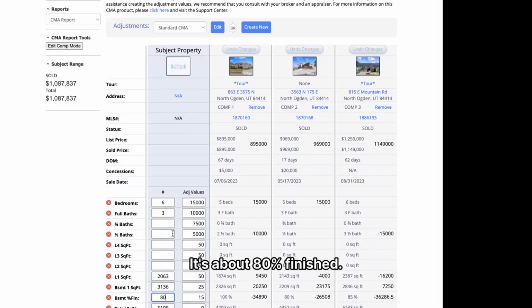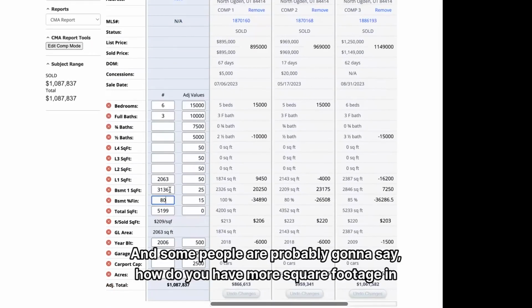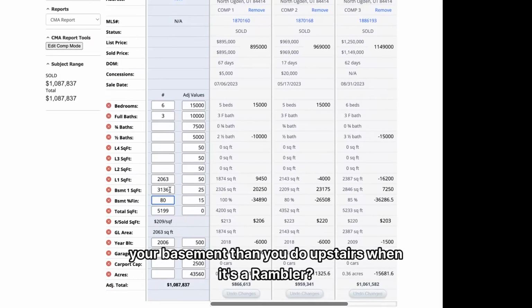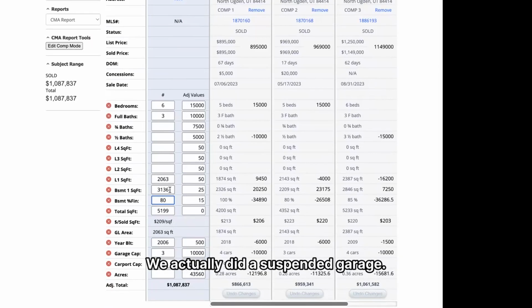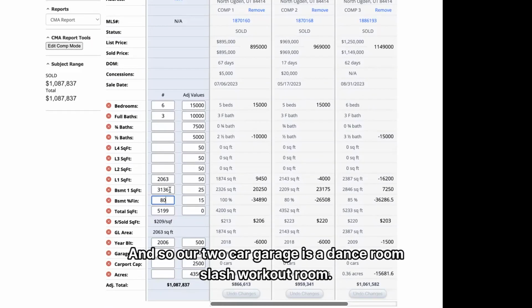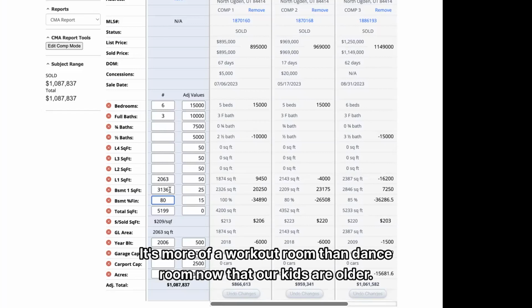It's about 80% finished. And some people are probably going to say, how do you have more square footage in your basement than you do upstairs when it's a Rambler? We actually did a suspended garage. And so our 2-car garage is a dance room / workout room. It's more of a workout room than dance room now that our kids are older.